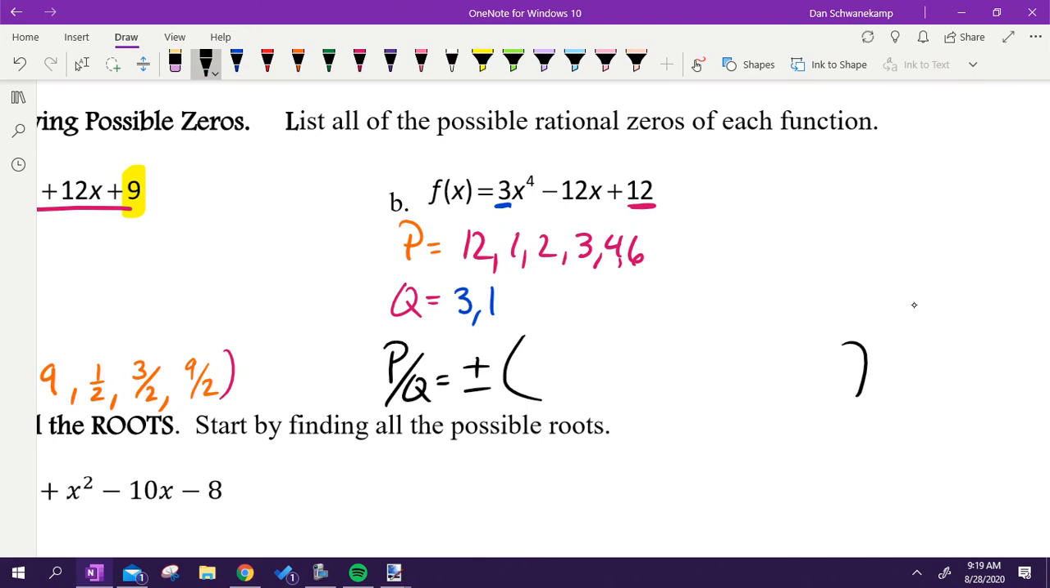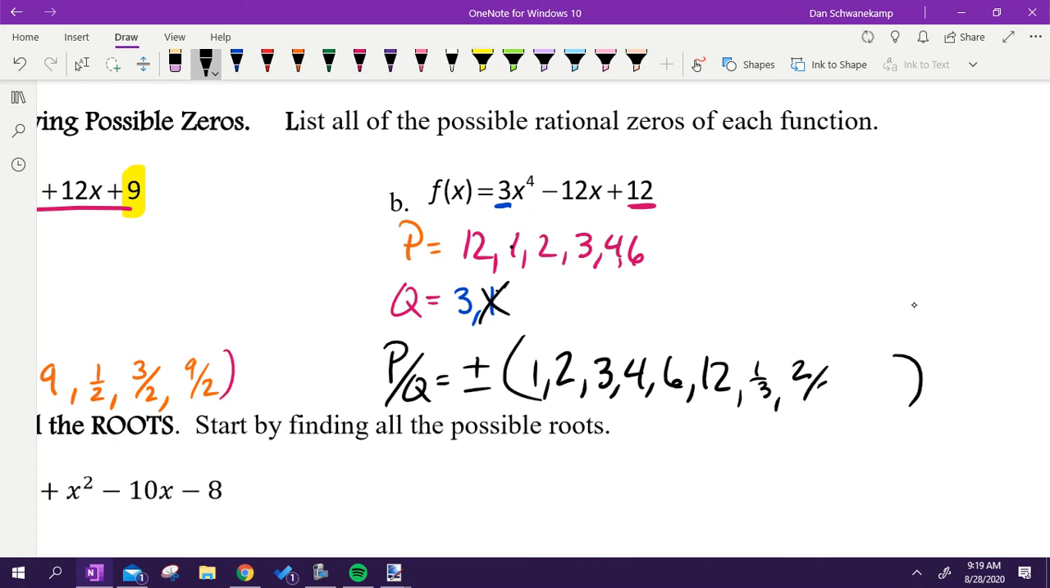Okay, so again, we're just going systematically. 1 divided by 1, 2 divided by 1, 3 divided by 1, 4 divided by 1, 6 divided by 1, 12 divided by 1. Okay, all of them over 1, I used it up. Then I'm going to do them all divided by 3. So I'm doing 1/3, 2/3, 3/3. 3/3 is 1, I already have it listed. 4/3, 6/3. 6/3 is 2, I've already got it listed. And then 12/3. 12/3 is 4, I already got it listed.